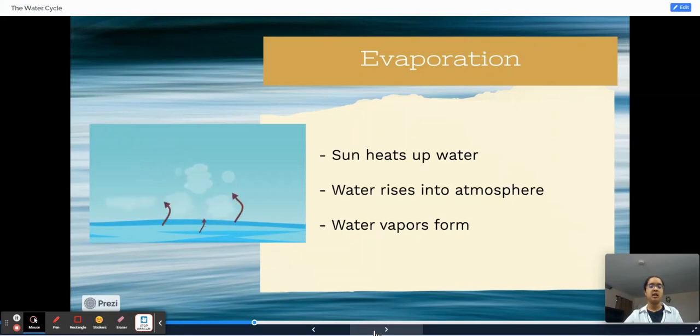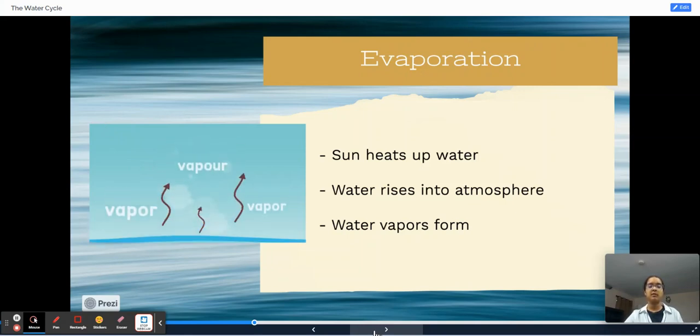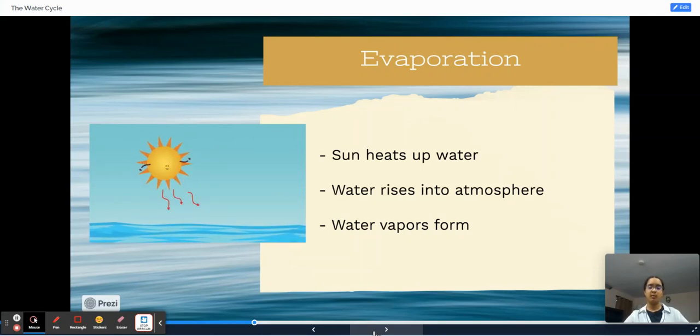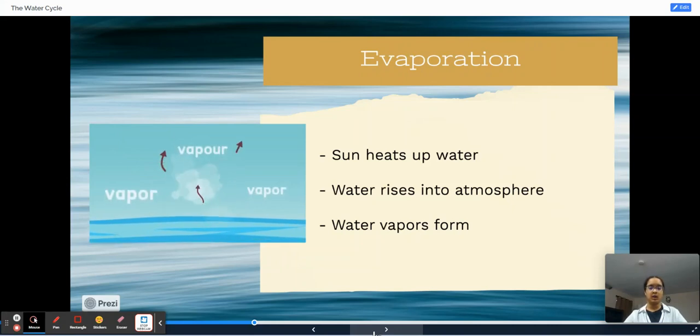Evaporation is when the sun heats up the water present at the surface of any body of water. When the water is hot enough, it turns into water vapors and rises into the atmosphere. Water vapors are entities of water in the gaseous state.